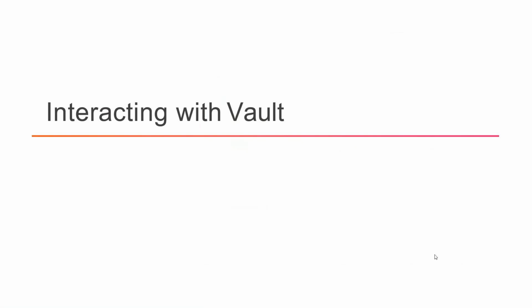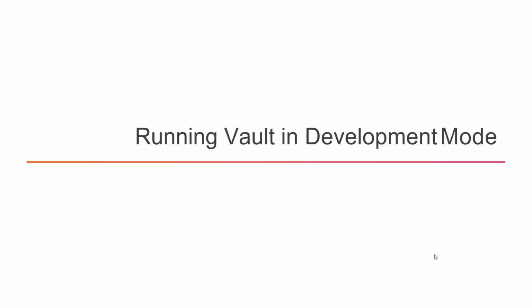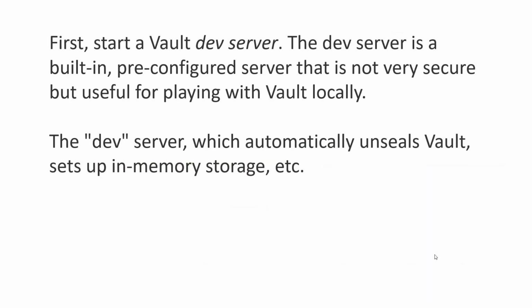So now, how do we interact with Vault? So simple. We are going to run Vault in dev mode. If you remember, I said the same executable can be used for client and for server. So you can use CLI, UI, and API everywhere. Okay, so running Vault in development mode. Typically, when we learn HashiCorp Vault, there are two ways. One, you set it up for production, and one, you set it up for learning purposes and trying things out.